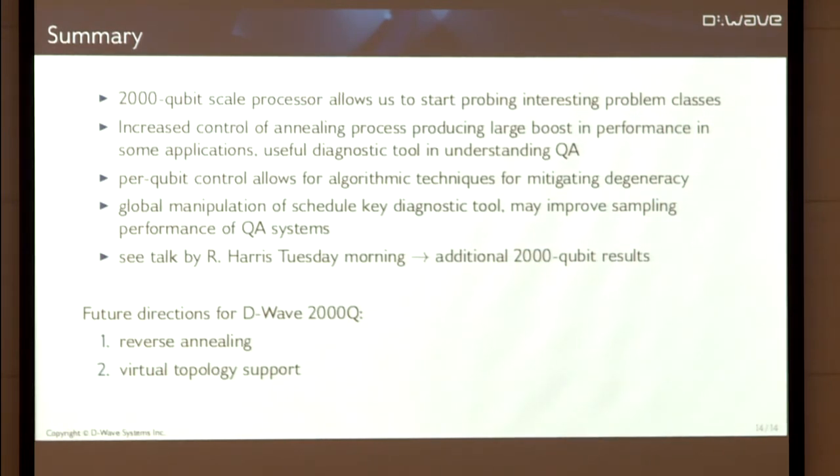And then finally, support for virtual topology. So, better support for embedding things like cubic lattices and bipartite graphs by expanding the dynamic range that we can use to couple qubits together is something that we're pushing for this technology.